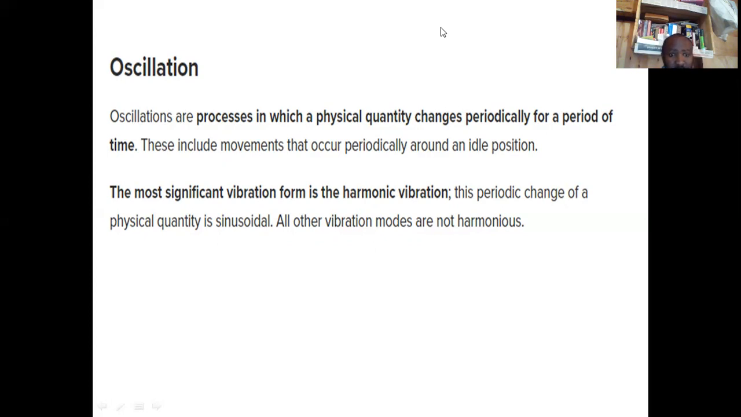Harmonic vibration refers to that vibration that is sinusoidal in nature, and the sinusoidal is a pattern which follows the mathematical sine and cosine waveforms. So a harmonic vibration can be described using sinusoidal functions, that is the sines and cosines.